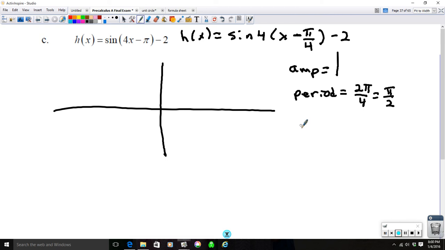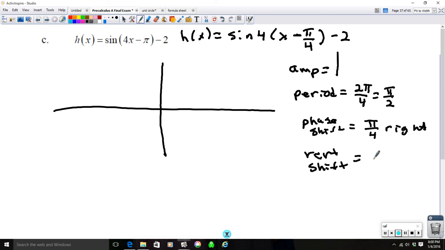It's asking for the phase shift. Our phase shift is pi over 4 to the right, since it's x minus. And vertical shift is 2 units down. So we're going to start with that 2 units down. So we're going to start here. We're going to have a d value going across of -2. Since we're at pi over 4 to the right, we know that this is going to start at pi over 4.